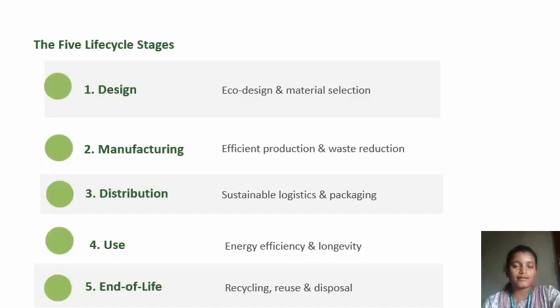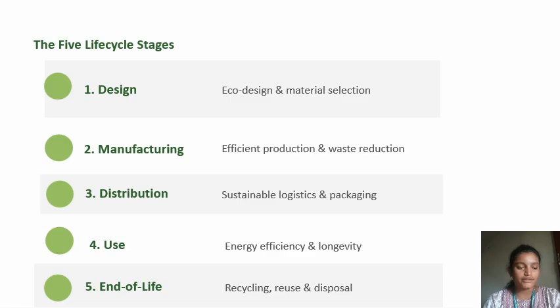Let's see the five life cycle stages. These five are the major stages of the sustainable product life cycle. First one, design. That is where sustainability begins. Important design factors include product functionality, material selection, energy efficiency, repairability. Poor design choices can create long-term environmental issues.